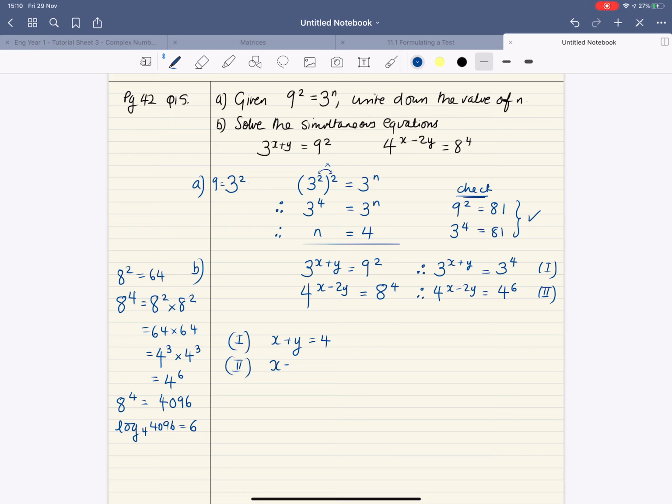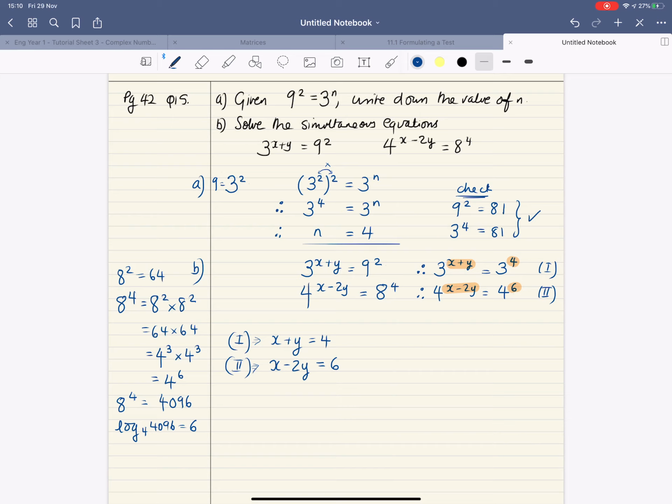Okay, so we get x minus 2y then, but we'll just take out the powers here on this one. So it's x minus 2y is 6. There, that is equal to 6. Okay, so that's equation 1, which gives us this. Equation 2 gives us this.